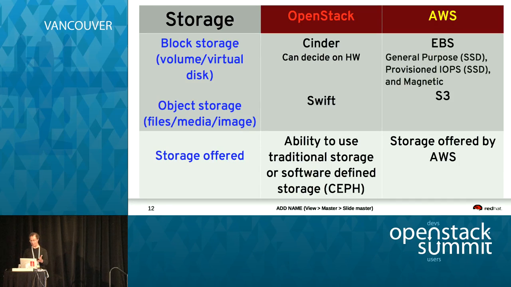So just to compare how storage is, in OpenStack it's called Cinder, in AWS it's called EBS. That's the block storage. The object storage, as you saw in AWS, it's S3. In OpenStack it's called Swift. So obviously in AWS you can only use the storage that they offer. In OpenStack you can add your own storage. You can buy from a proprietary vendor, NetApp, EMC, Veritas. You can use a new thing called software-defined storage, which is Ceph, which is software-based storage on commodity hardware.